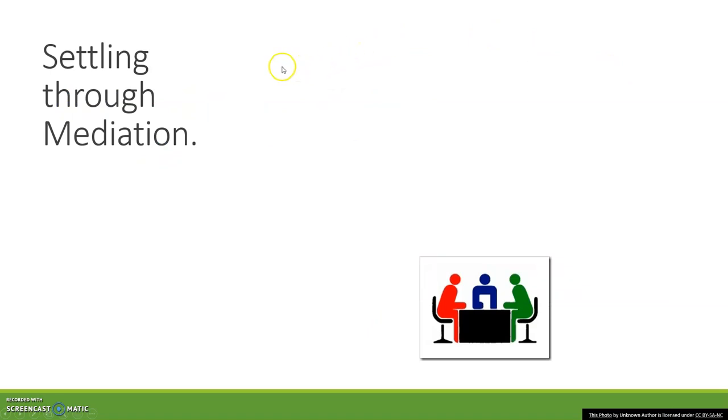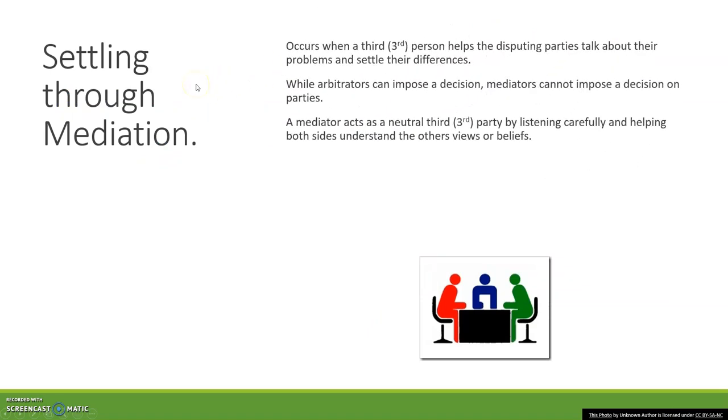And settling through mediation occurs when a third person helps disputing parties talk about their problems and settle their differences. Now, while arbitrators can impose a decision that both sides have to follow, mediators cannot impose a decision on parties. That's important to remember. In arbitration, they make a decision, and both parties have to follow it. In mediation, they make a recommendation. They don't have to follow it, okay?